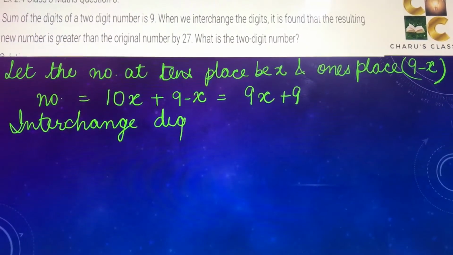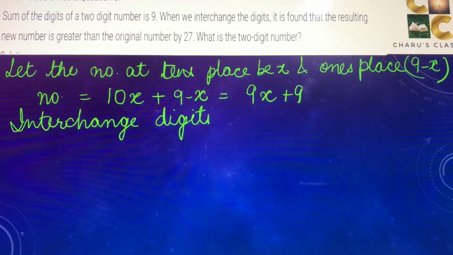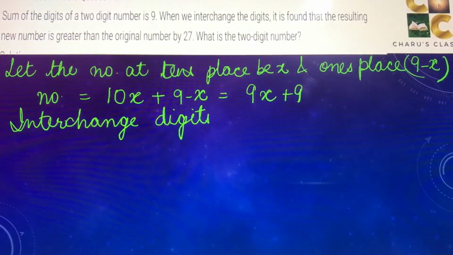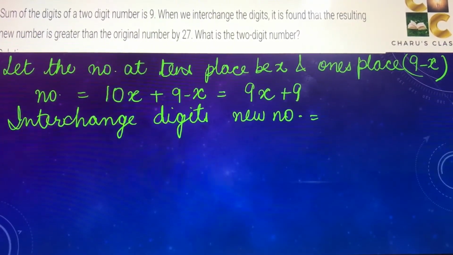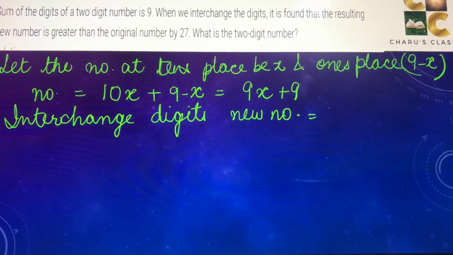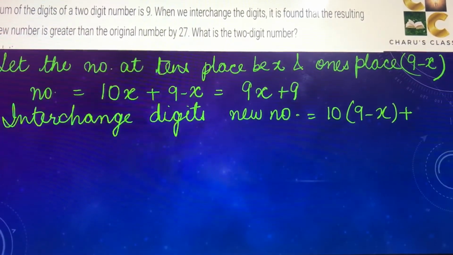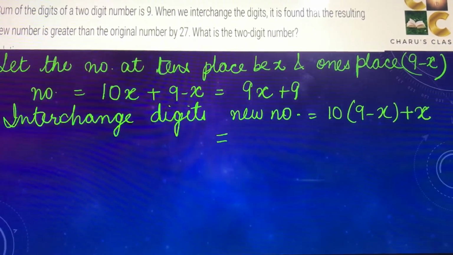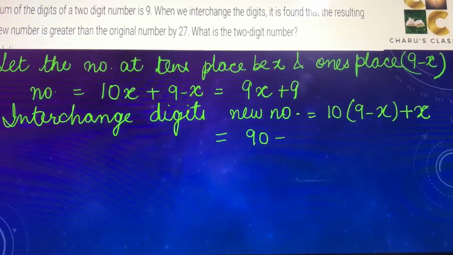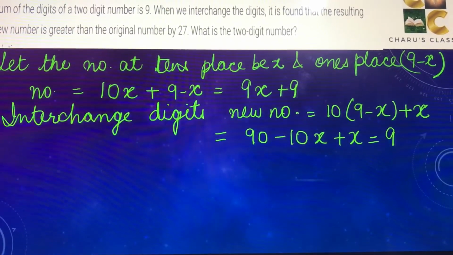Interchange digits का मतलब ये होता है कि जो tens place पे है उसे ones place पे रख दिया और जो ones place पे है उसे tens place पे रख दिया. So the new number is going to be, अब tens place पे 9 minus x आ गया so 10 into 9 minus x plus ones place पे x आ गया so 1 into x. So the new number is 10 into 9, 90 minus 10x plus x.